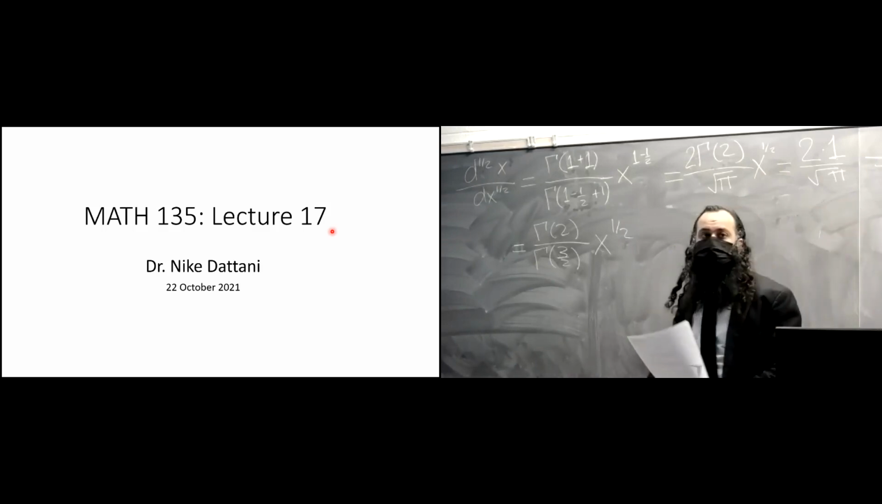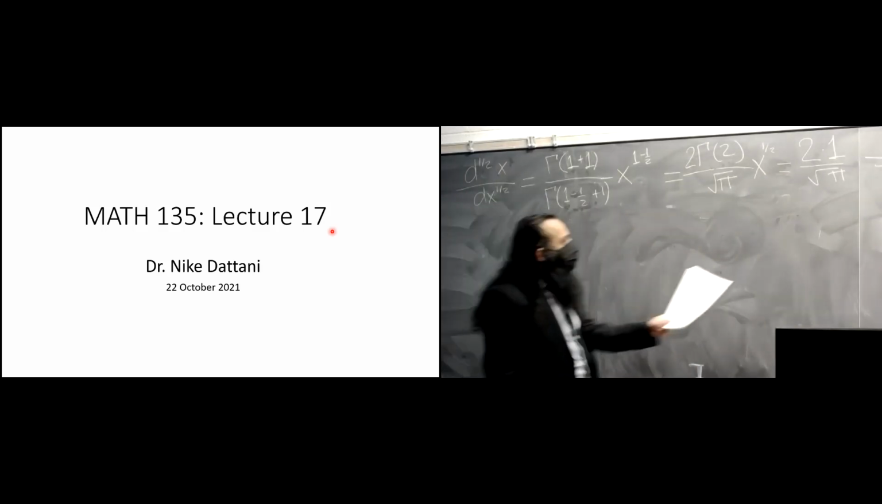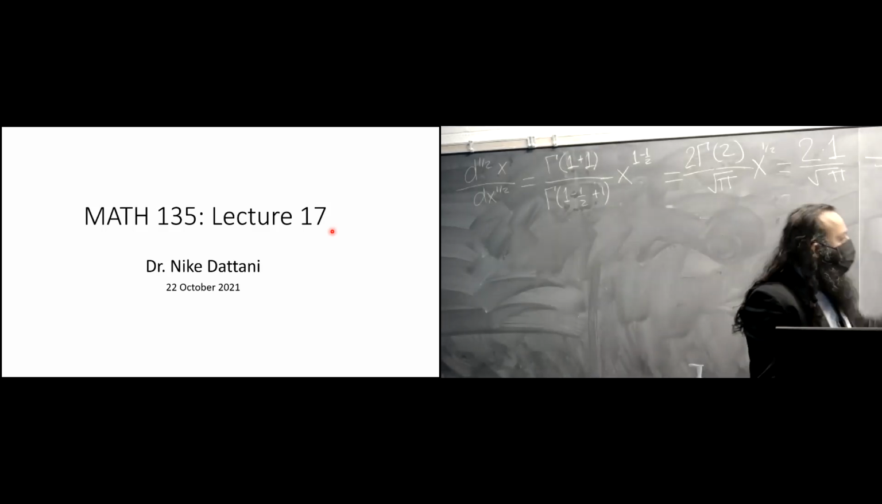Okay, so I have x to the half here. So this equals 2 over root pi x to the half. Is that okay? Yeah, I think it's okay. We probably need to rationalize it though. Hold on, we're going to rationalize it in the next step. So the half derivative of x is 2 over root pi x to the half. All right, that's what I have here too.